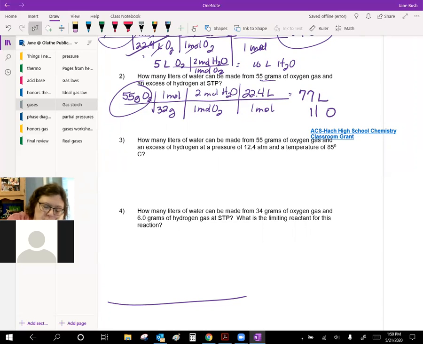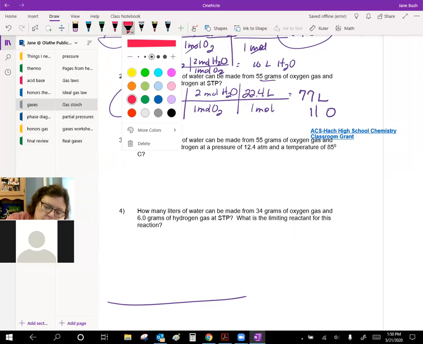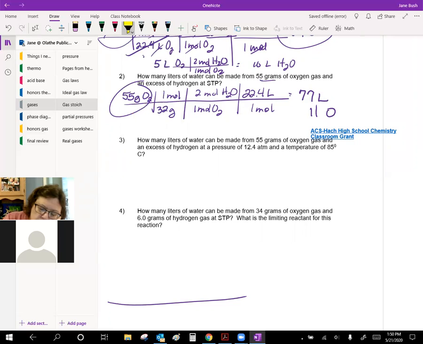We need to figure out what is known, or I'm going to use yellow for known. We know that we have 55 grams of oxygen. We know the pressure of the oxygen and the temperature of the oxygen. So can we find moles if we know all that? Yes, we can. We can use the ideal gas law. Ideal gas law, PV equals nRT. Divide both sides by RT. I can get number of moles. No. We've got grams. That's what we need for numbers of moles.